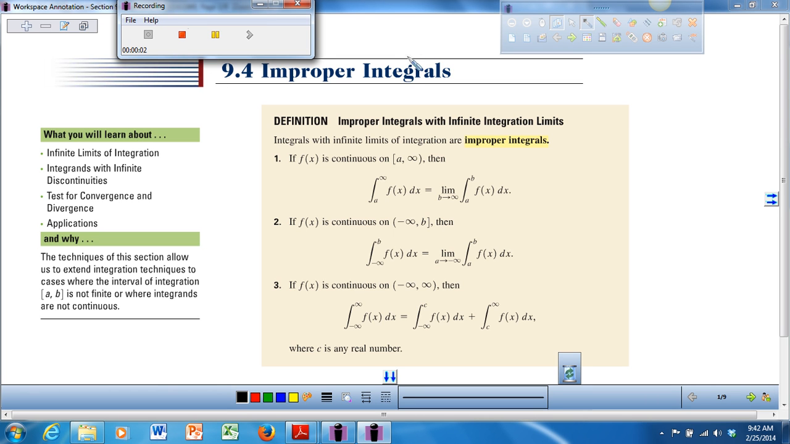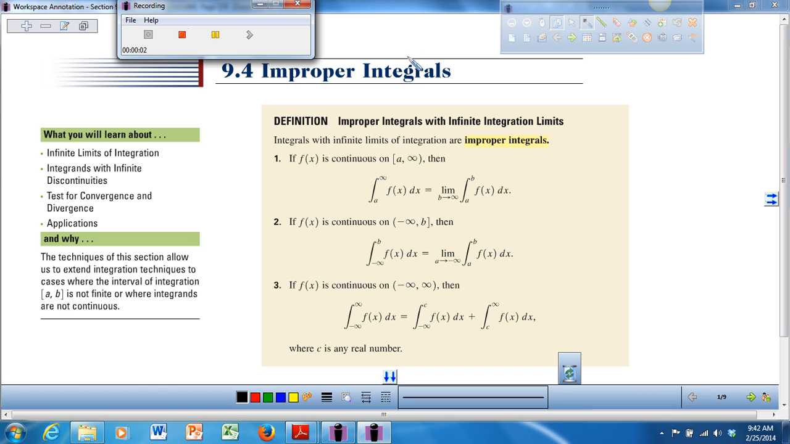Section 9.4, improper integrals. The first thing we need to discuss is the meaning of an improper integral. There are two types of improper integrals. The first is what we see here, and that is when we have an upper or a lower limit, or both, on our integral being infinity or negative infinity.